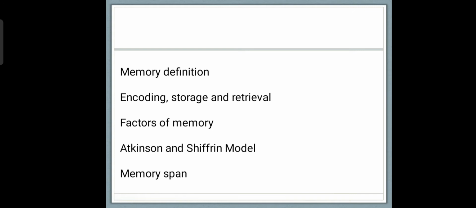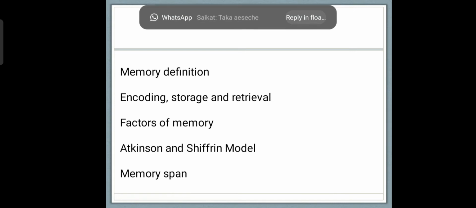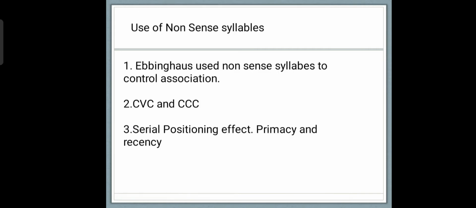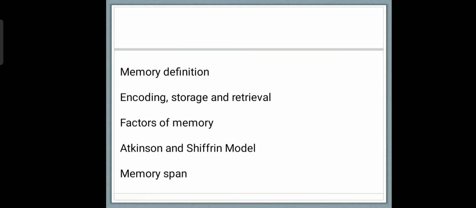Can anyone tell me, have you already completed the theory part of memory? So these parts are clear to you. Okay, so you know you have to write about the factors of memory. Then the Atkinson-Shiffrin model, you know. Now we'll be coming to the memory span.